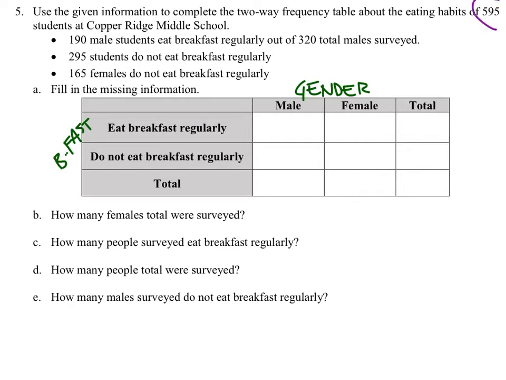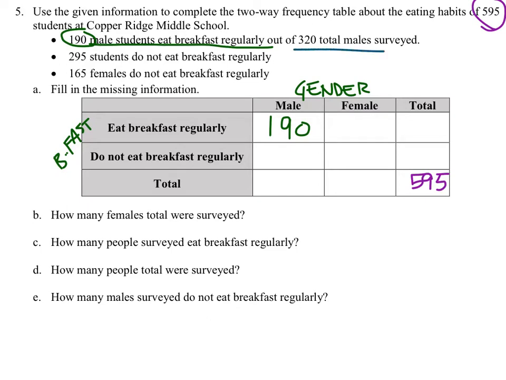At the top in the count, it says that there were 595 students at this school. So we got to figure out where to put this 595. Well, that's the total number of students, not just males and females, but also students that eat breakfast regularly and don't. So we should get a total of 595 down here, no matter what. Alright, so that's where our 595 goes. Next up, they tell us that 190 male students eat breakfast regularly. So we're looking at males now. Males that eat breakfast regularly, bam, 190, right? But then they finish that sentence off right here.